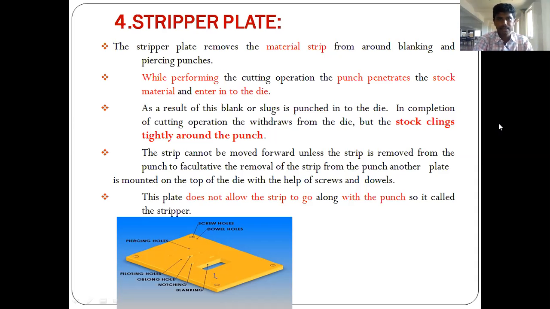So that stripper plate will stop the movement of the sheet along with the punch. You can see that it fits tightly around the punch, so the sheet should not go with the punch. At that time, we use the stripper plate. It's very important. The last point: it does not allow the strip to go along with the punches, so it is called the stripper plate.